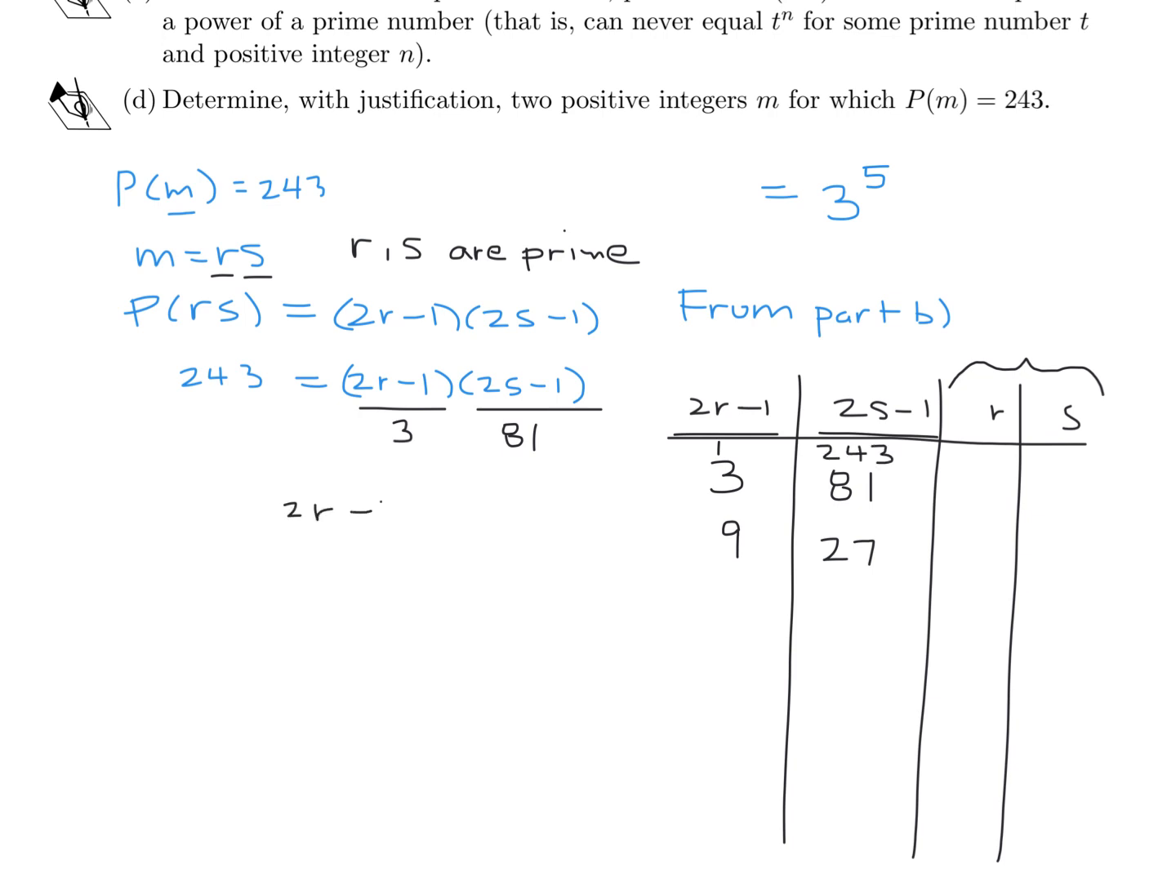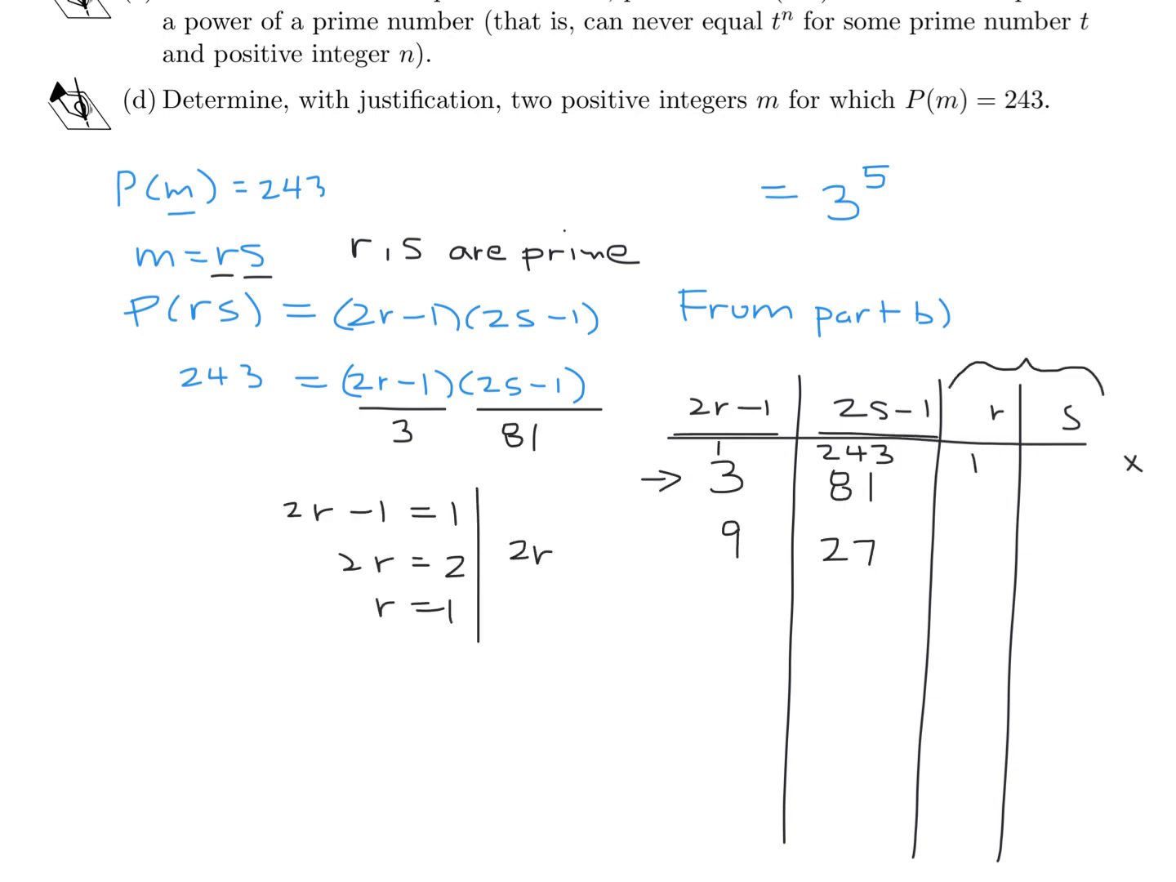Okay, so let's figure this out. So 2r minus 1 is 1. That means 2r is equal to 2, so r is 1. So if that's the case, then this is invalid because r and s have to be prime and 1 is not prime. Okay, so let's look at the next one, 3 and 81.